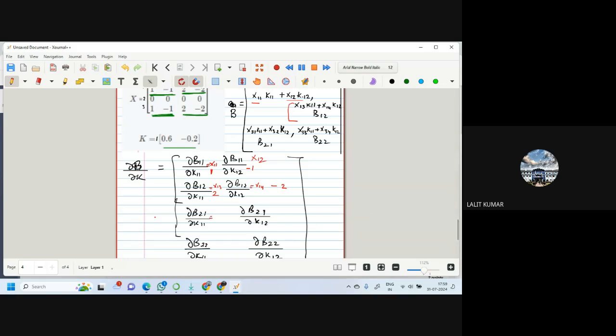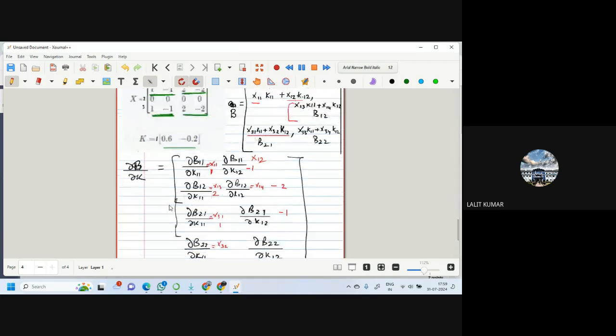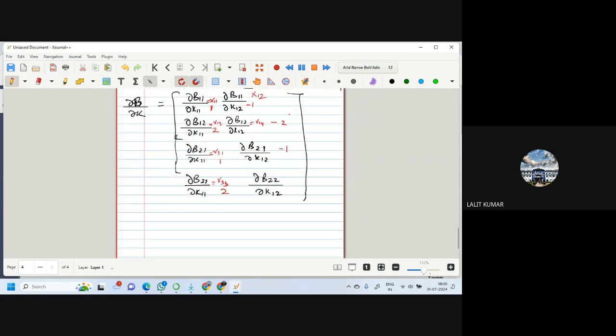Del B21 by del K11, you see here we have K11, so this is X31, which is 1. Del B21 by del K12 is X32, which is minus 1. And here you will get K11, sorry, X33, which is 2, and here you get minus 2. So these are the elements which you have got.